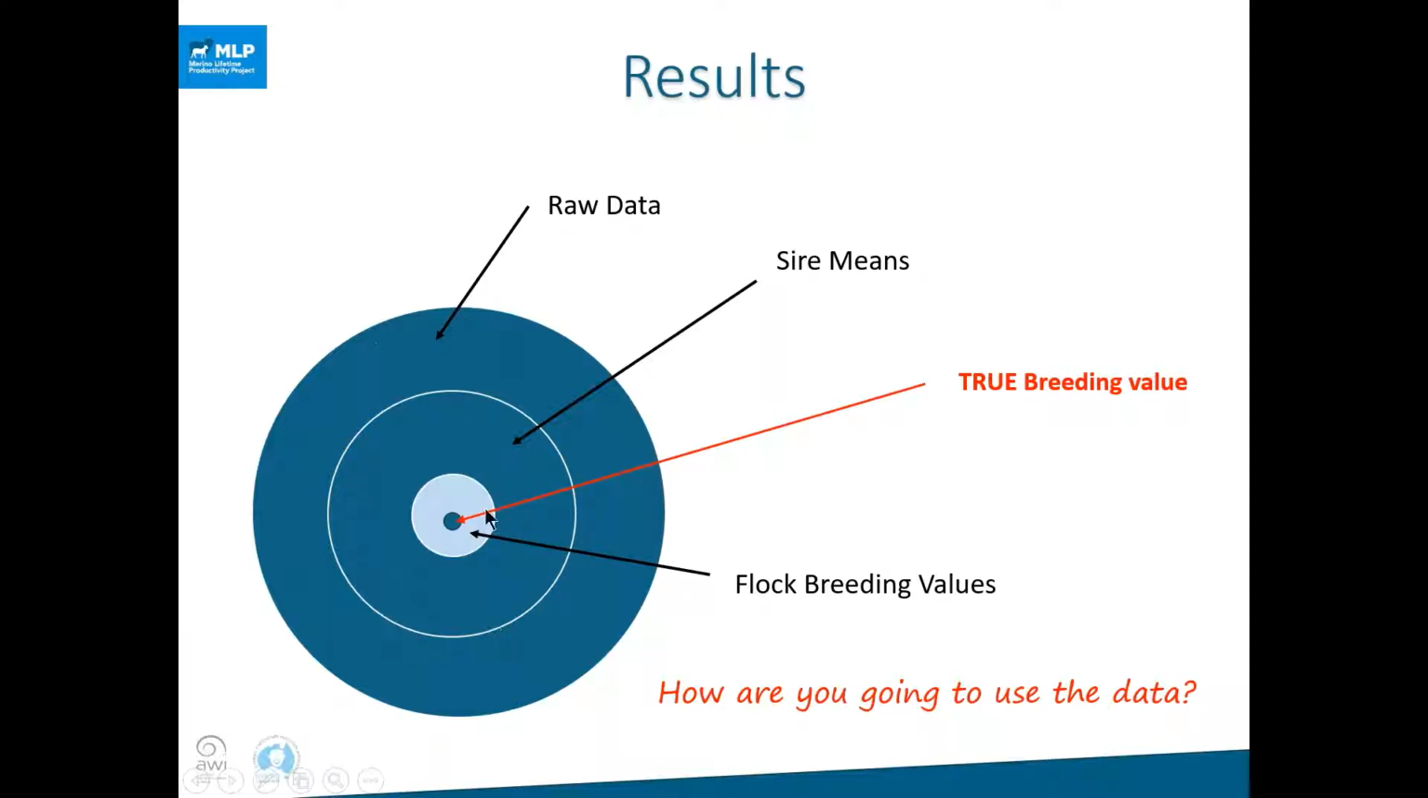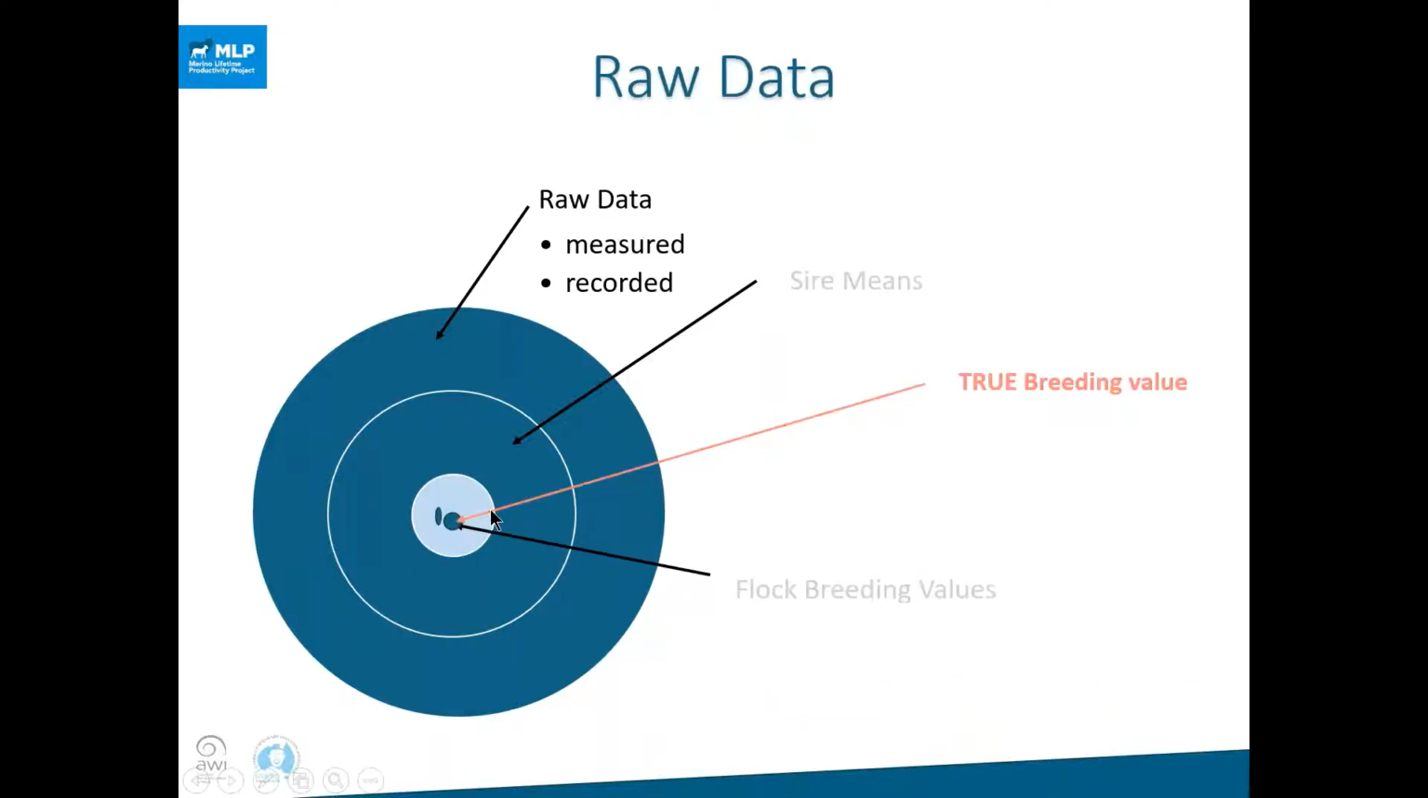Well, we start with the raw data. Raw data is what we record or what we measure on the animal. In this project, that includes traits such as weight and growth, disease and carcass traits, reproduction traits, and visual scores. That's all the raw data that's either measured or recorded. We measure this on all of the progeny from each of those sires, and we report the average value for each sire.